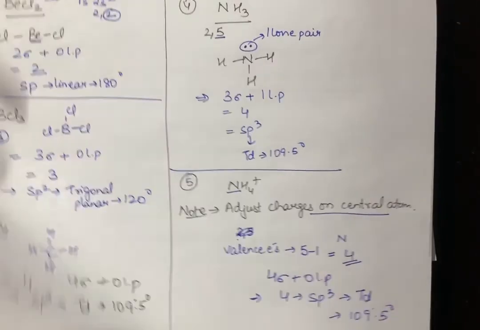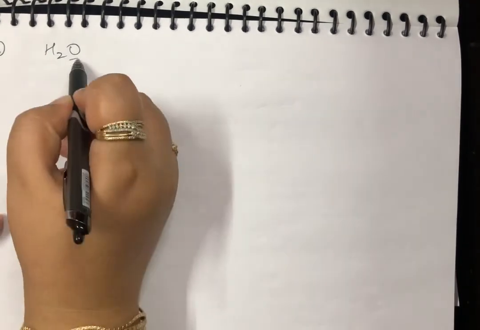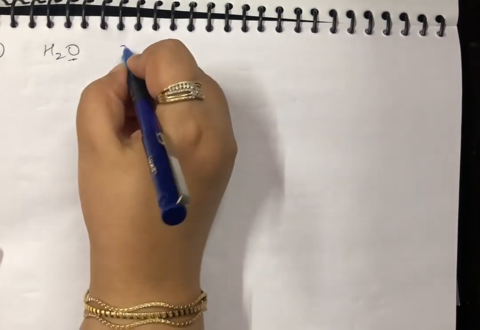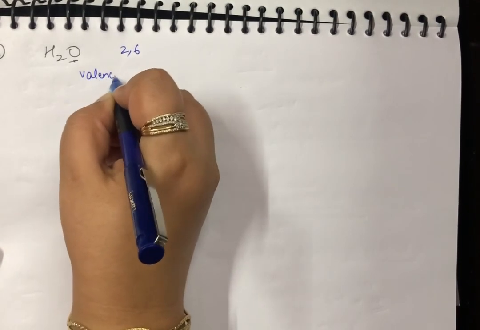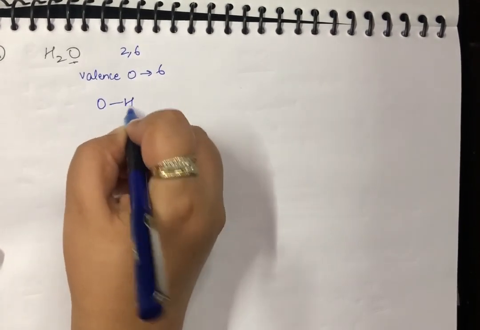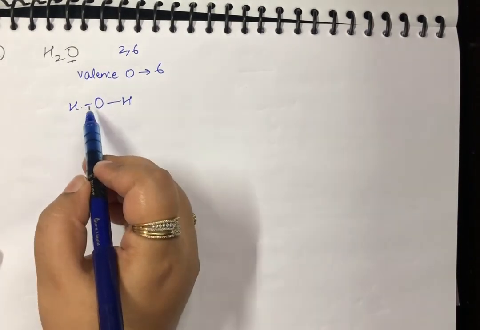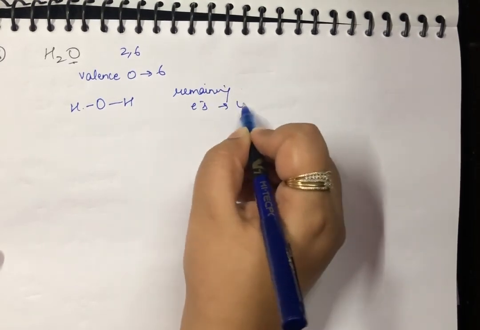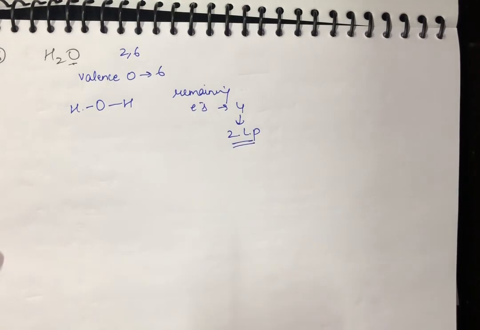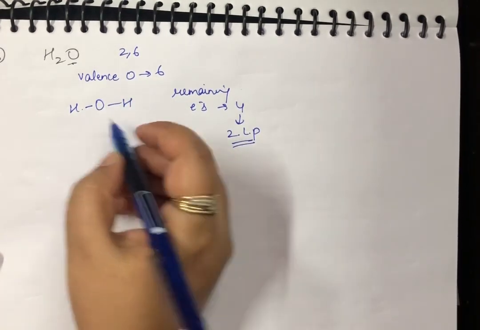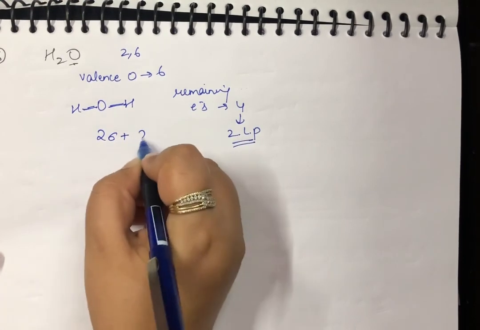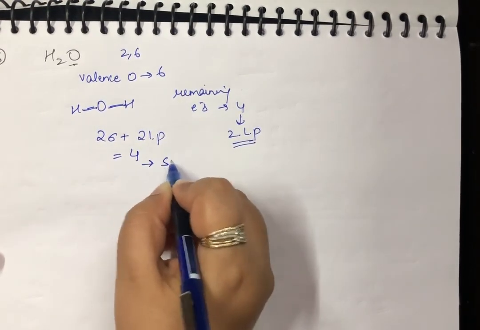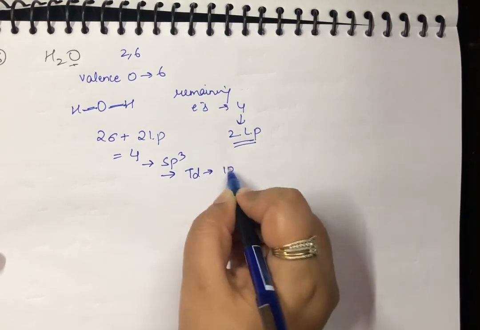Now let's take a few more examples. Let's talk about water. Again, oxygen is lesser in number, so oxygen is my central atom. We know it is 2, 6, so the valence electrons in oxygen are 6. But it is only forming 2 bonds. So how many electrons are remaining? Remaining electrons are 4. 4 means it is 2 lone pairs. Remember this. So how many are involved in bonding? There are only 2 sigma bonds plus 2 lone pairs. So the total number is 4. Again it is sp3 and it is tetrahedral and it is 109.5 degrees.